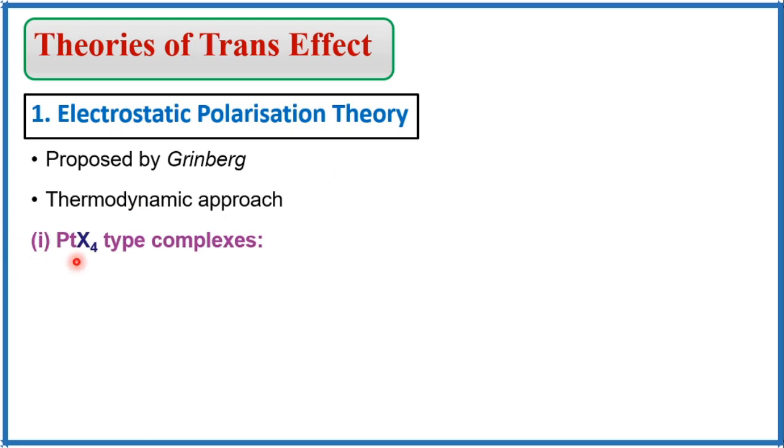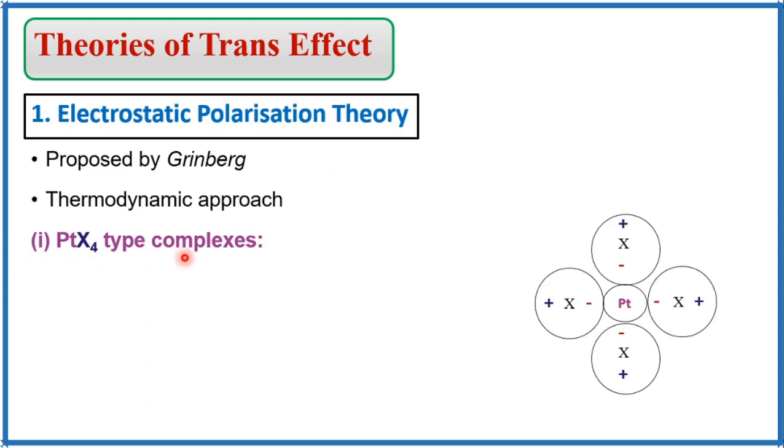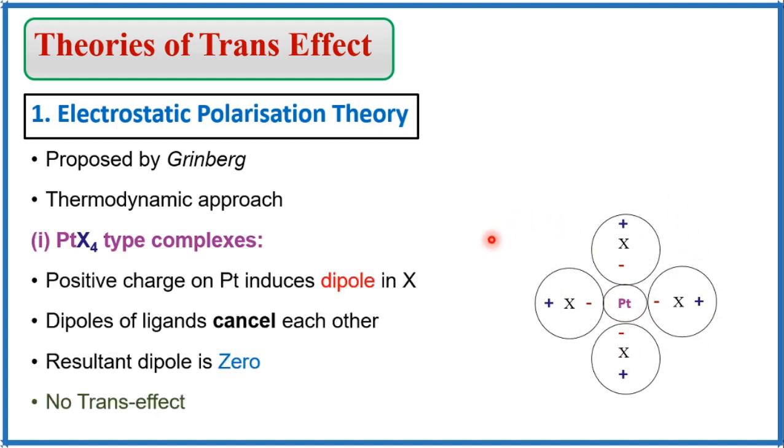Initially, if we take a complex of PtX4 type, the dipoles formed because of the metal can be shown like this. The positive charge on platinum induces a dipole in X. As we know, metals are positively charged centers, so because of this positive charge there exists a dipole in each and every ligand X. If the complex is PtX4 type, all four ligands surrounding the platinum are the same, so the dipoles of opposite ligands cancel each other. Therefore the net resultant dipole is zero here.